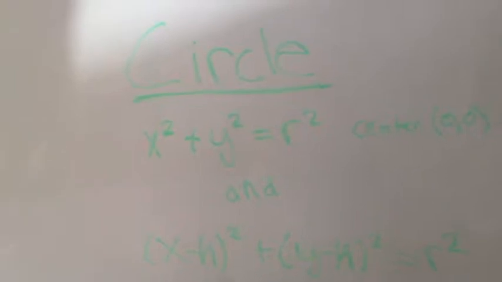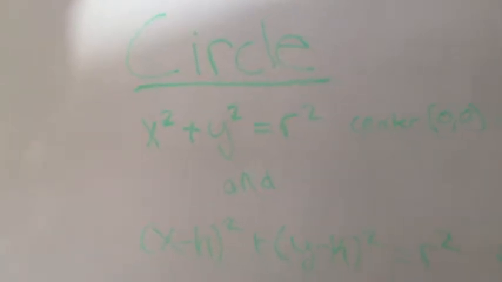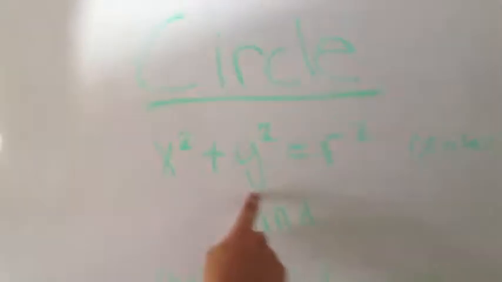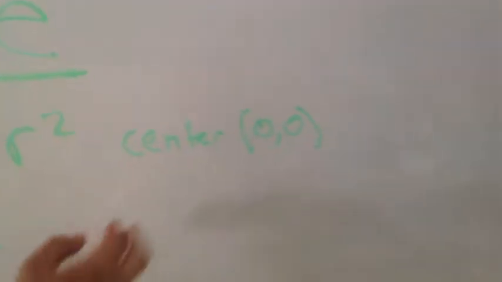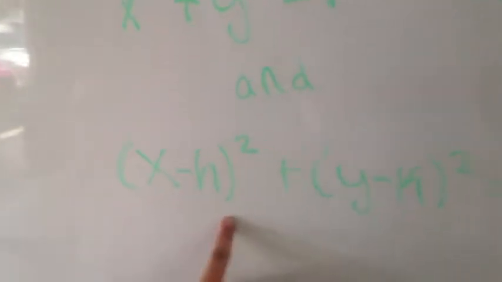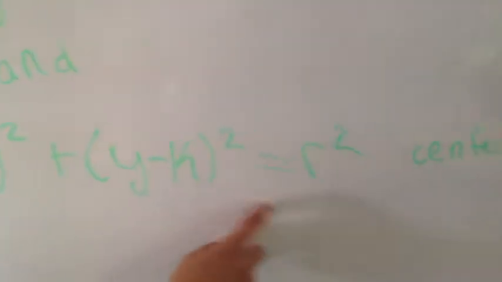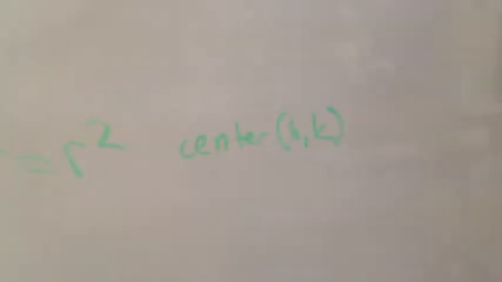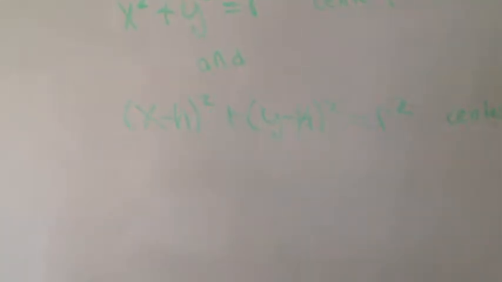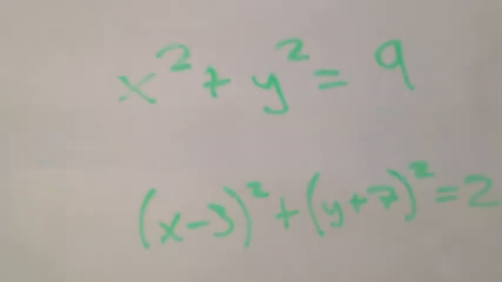One of the most basic conic sections is the circle. There are 2 different equations for the circle. The first one is x squared plus y squared equals r squared. In this equation, the center would be 0, 0. The other equation is x minus h squared plus y minus k squared equals r squared. And in this case, the center would be h and k. You also have to remember that if one of them is negative or positive, you flip it around because they're the opposite.